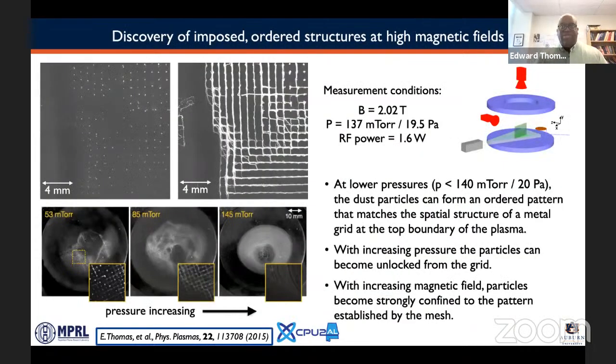So, looking at a dusty plasma as a solid-like system. This was work that was done by my students. It was a discovery that we made in the high magnetic field system. The basic configuration is we made a dusty plasma like we normally do, and we have a camera looking down in the experiment through the top, and a laser lighting up the particles. And then we have another camera looking in from the side.